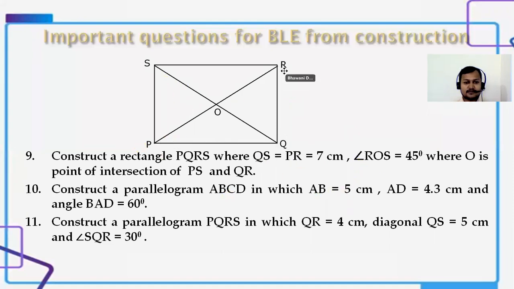QS as well as PR both are equal to 7 centimeter. Angle ROS, this angle is 45 degree. यहाँनिरको यो angle 45 degree छ भनेछ. And where O is the intersection of PS and QR. This I already said, this point is the point of intersection of QS and PR. And this angle is 45 degree.